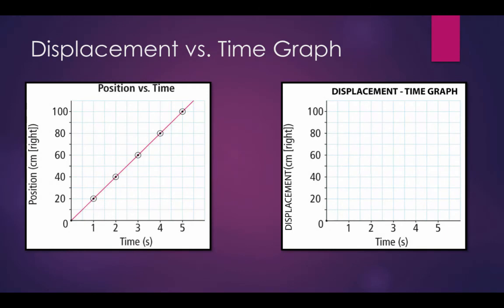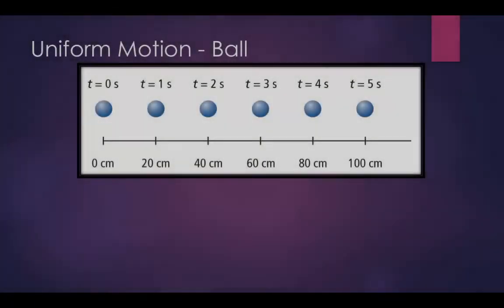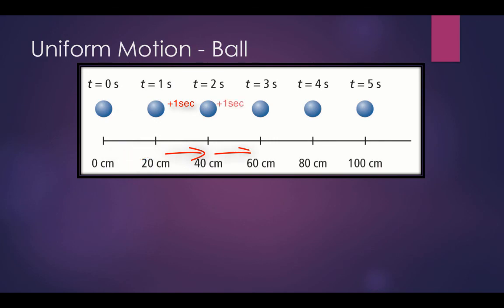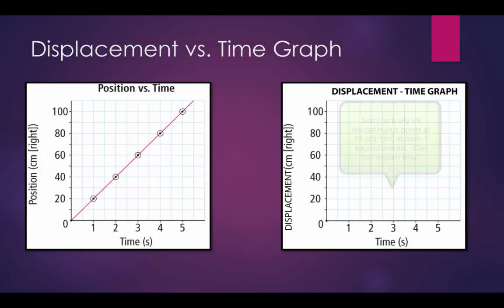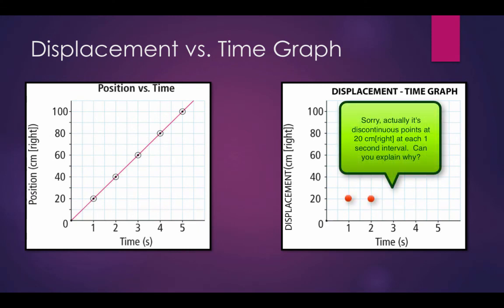Another graph that we can plot that would let us calculate velocity of a uniformly moving object is displacement time graph. What would a displacement time graph look like for this rolling ball? In this case, it displaces 20 centimeters to the right per second, so the graph would simply be a horizontal line at y equals 20. This horizontal line shows that the velocity is uniformly at 20 centimeters per second to the right.